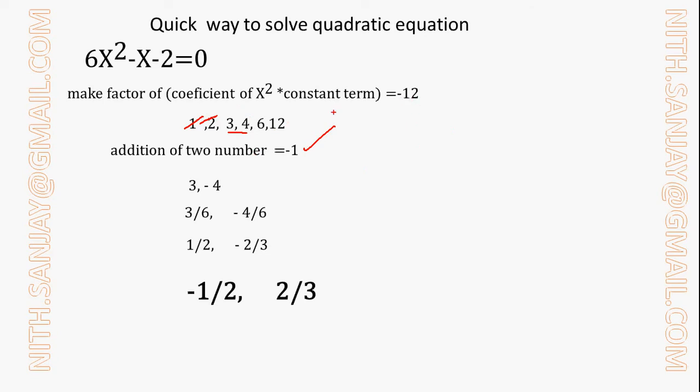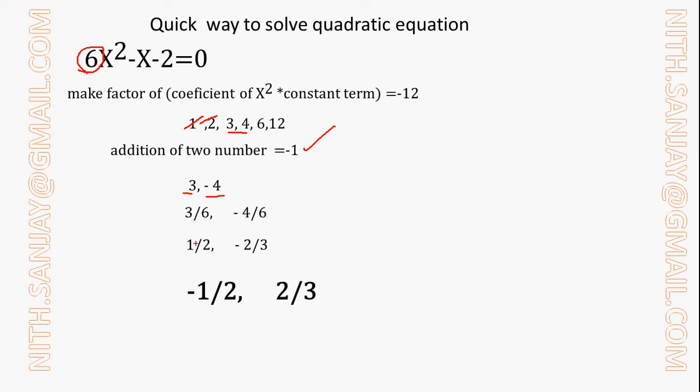And as I have already explained, one should be positive and another should be negative, because addition has to be minus 1. So I have taken minus 4 and minus 3. Got it? Now I will simplify this. What I will do is I will divide these two numbers with the coefficient of this x square, 6. So I will divide 3 by 6. I will divide minus 4 by 6.